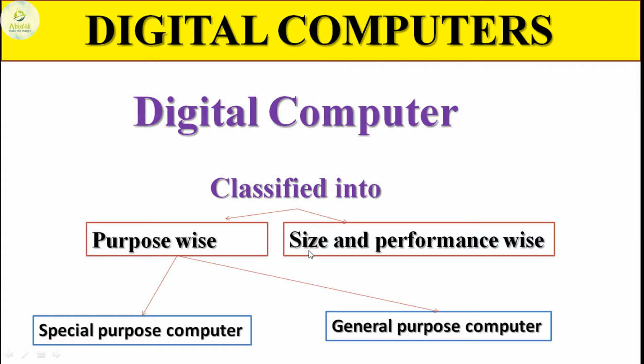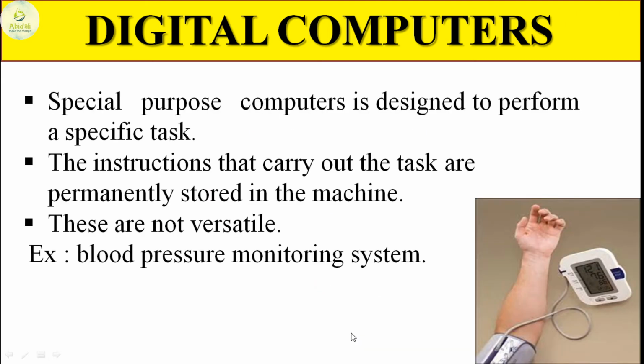The digital computers are again classified into different types. So they are based on the purpose, or they are based on the size and performance wise. Based on the purpose, the digital computer may be a special purpose computer or a general purpose computer. Now let us talk about the special purpose computers.